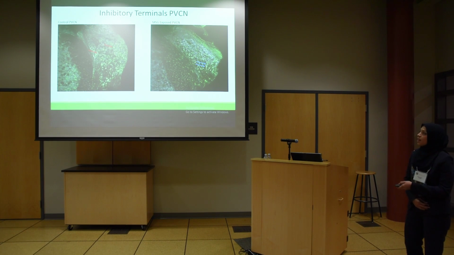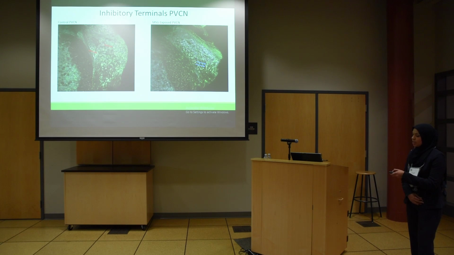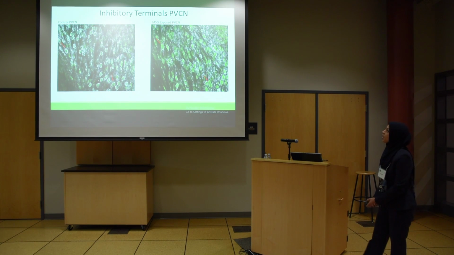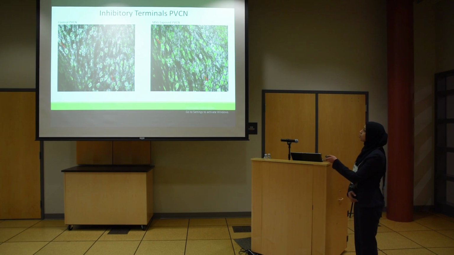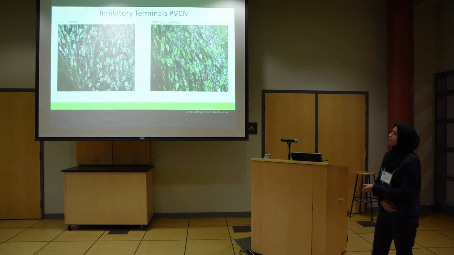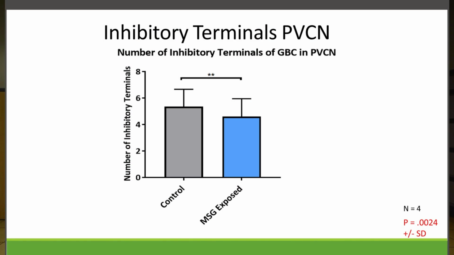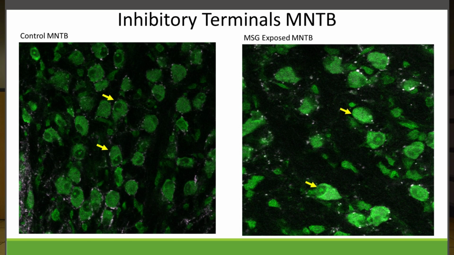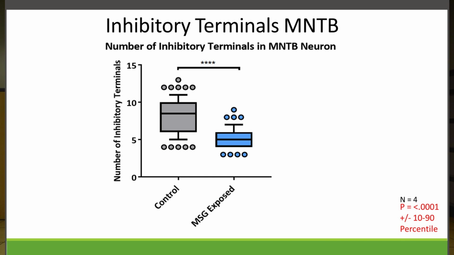But when we looked at the inhibitory terminals surrounding both the MSG exposed and the control, you can also see that there are fewer inhibitory terminals surrounding the MSG exposed compared to the control. These little white dots or magenta dots surrounding them are less here compared to here. And that's exactly what we saw. And we did this also with the MNTB. We also saw a significant decrease in the number of inhibitory terminals surrounding the MNTB compared to the control.